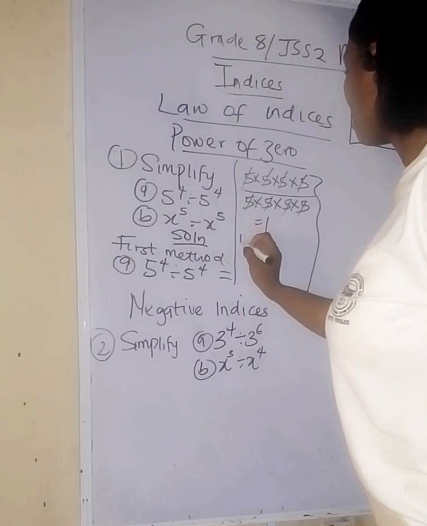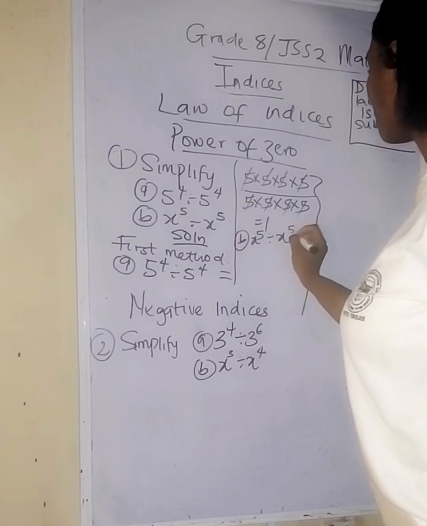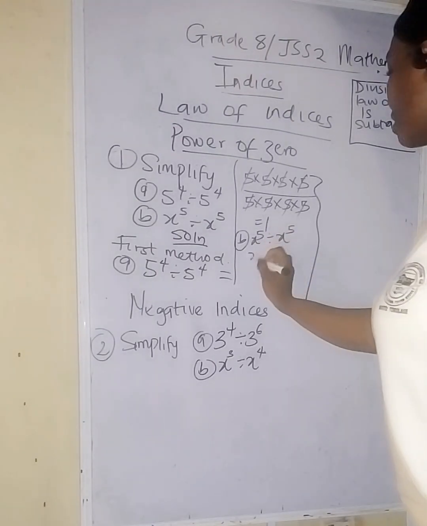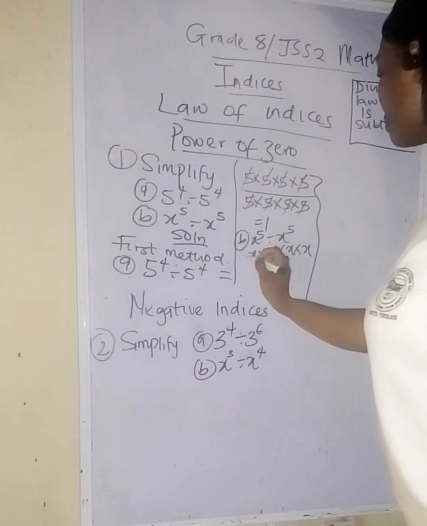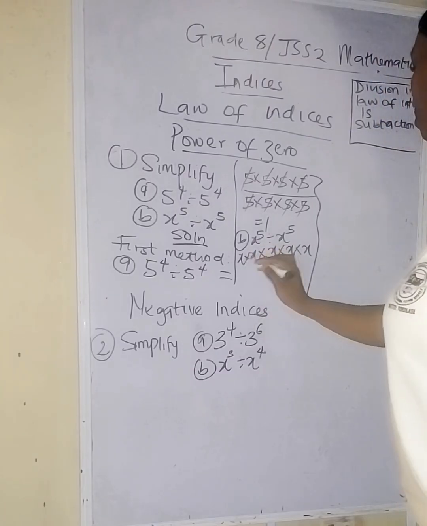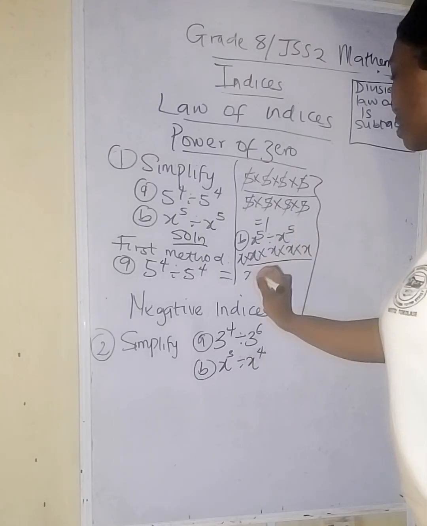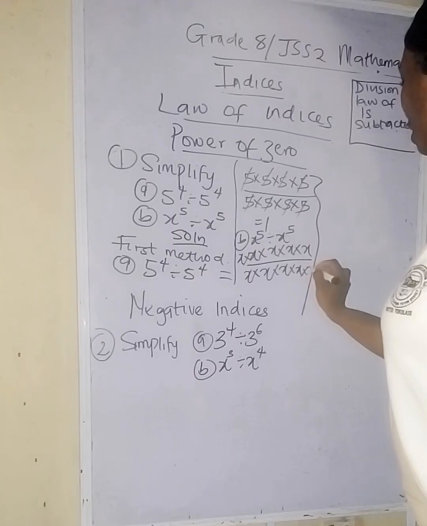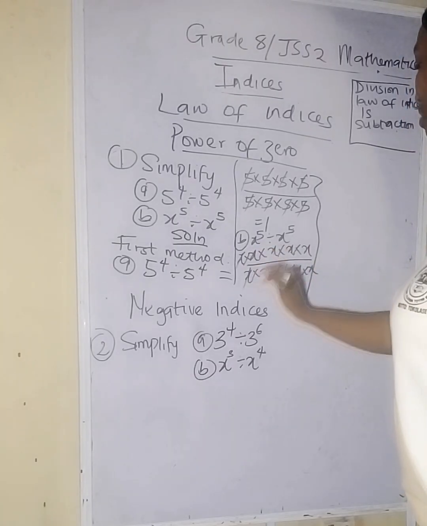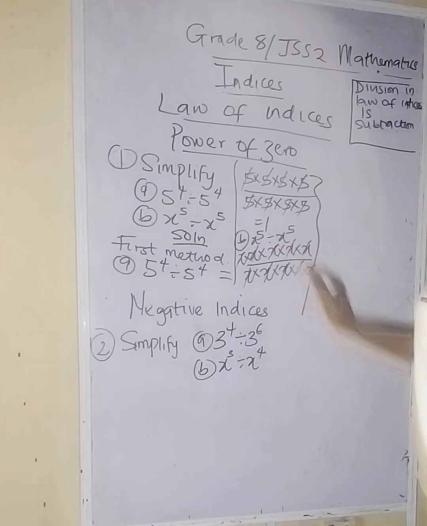Now for B, we have x raised to power 5 divided by x raised to power 5. So let's count x 5 times. x times x times x times x times x. 1, 2, 3, 4, 5. So we divide it now. x how many times again? 5 times. x times x times x times x times x. So let's cancel it out. This cancels this, this cancels this, this cancels this, this cancels this, this cancels this. Same thing is also 1. And that is for the first method.